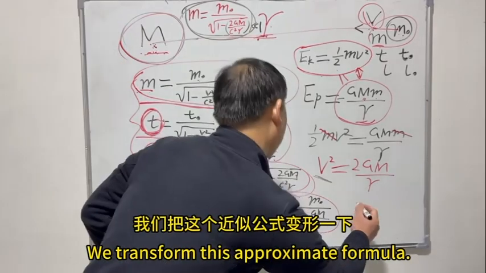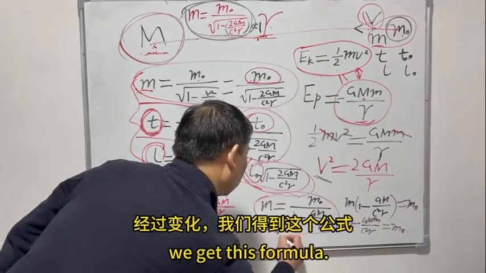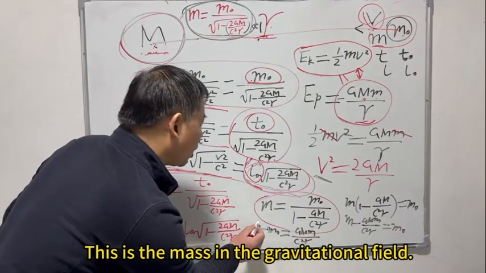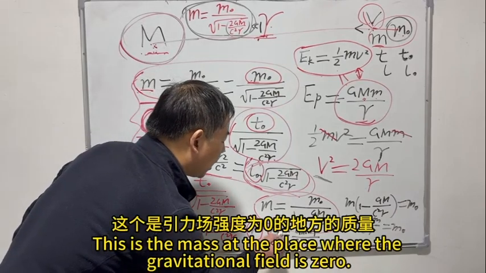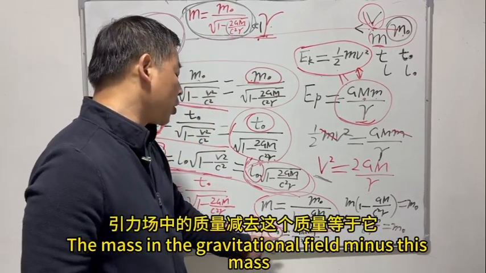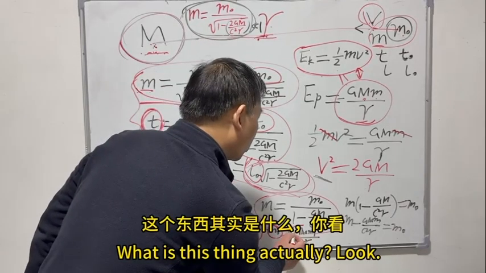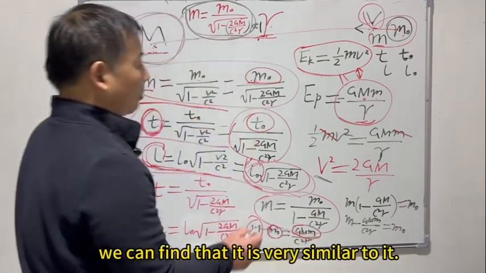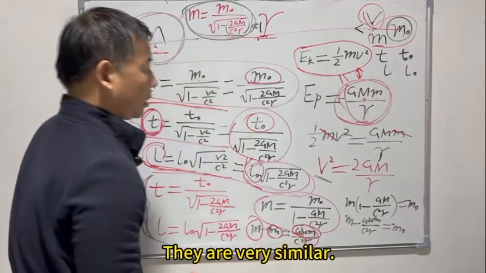We transform this approximate formula. After transformation, we get this formula. This is the mass in the gravitational field. This is the mass at the place where the gravitational field is 0. The mass in the gravitational field minus this mass equals this. What is this thing actually? Look, we can find that it is very similar to this one. They are very similar.